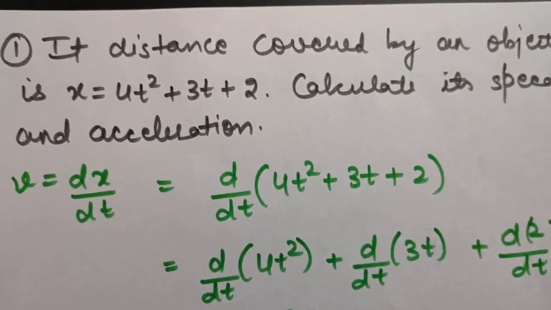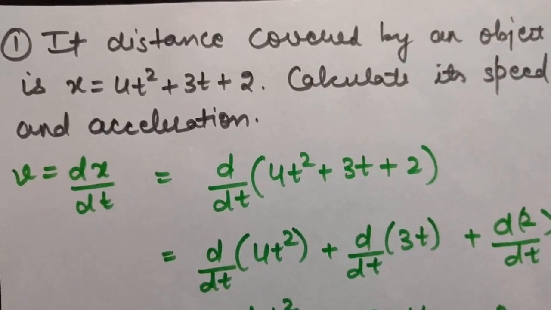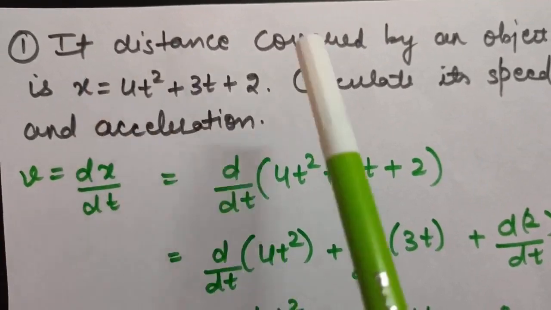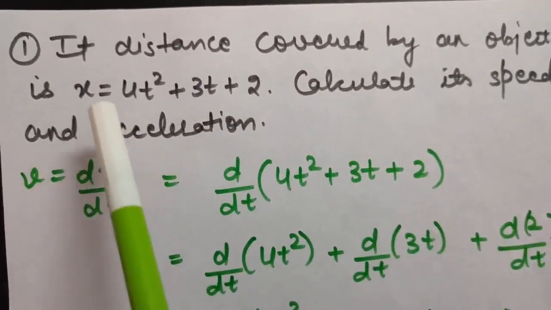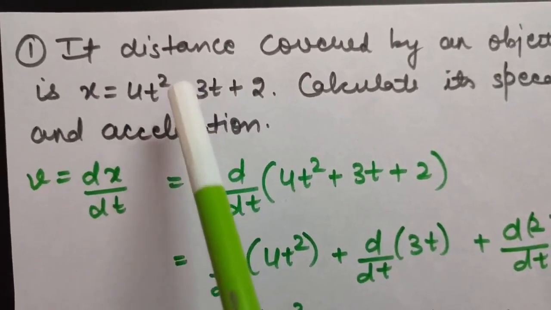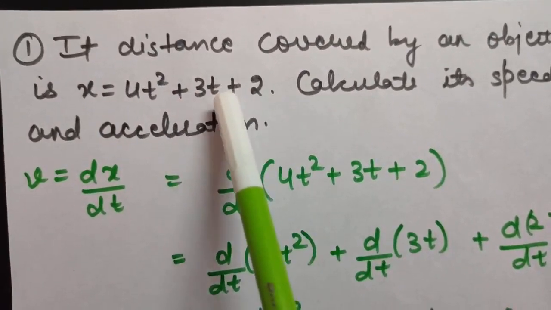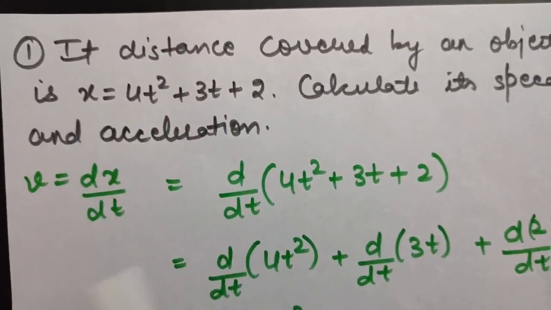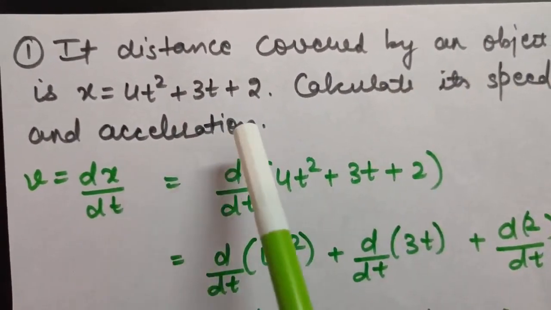Okay, so now let me take some questions which will make the formulas clearer and show how to apply them in the questions. The first question says, if the distance covered by an object is x equals 4t square plus 3t plus 2, where t is time and x is distance, calculate its speed and acceleration.